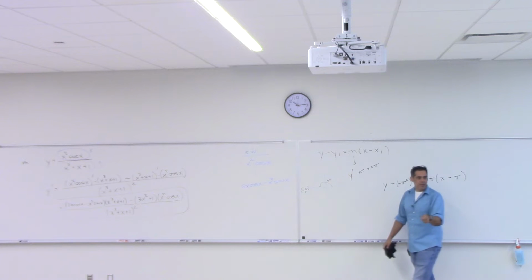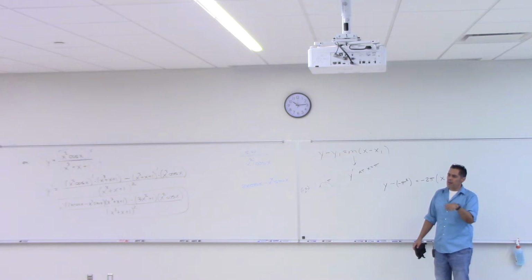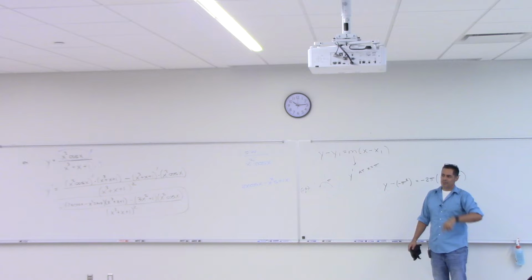So you see what I mean by turn the screws? Now you have a product rule that is appearing within a quotient rule.